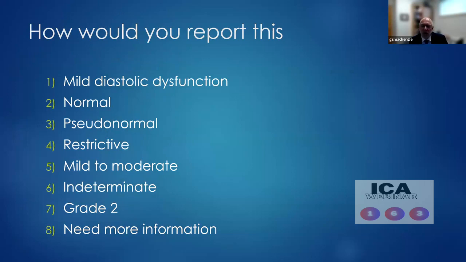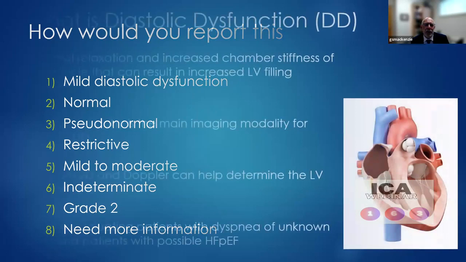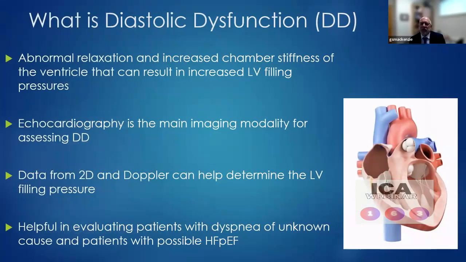Some of these terms I think we should stop using, and we need to make some adjustments certainly in what we put in our reports to describe diastolic dysfunction, because ultimately the referring physician really wants to know, does my patient have elevated left atrial pressure? So we'll talk about how the guidelines suggest grading diastolic dysfunction, and we'll get into this shortly. But what is diastolic dysfunction? Well, very simply, it's abnormal relaxation and increased stiffness of the ventricle that can result in elevated filling pressure.